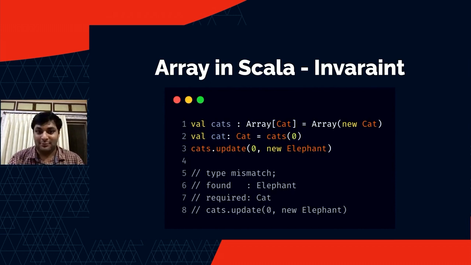So let's see here. In Scala, we have cats, an array of cats. Later on we try to update it with a new type, elephant, and oh my god, the compiler is complaining to us. There is a type mismatch. We have found Elephant, but we require Cat, please. So mutable and invariant is necessary.